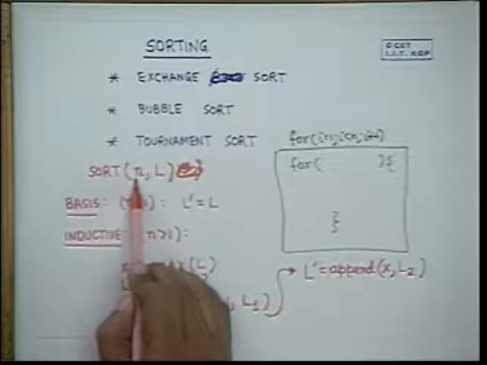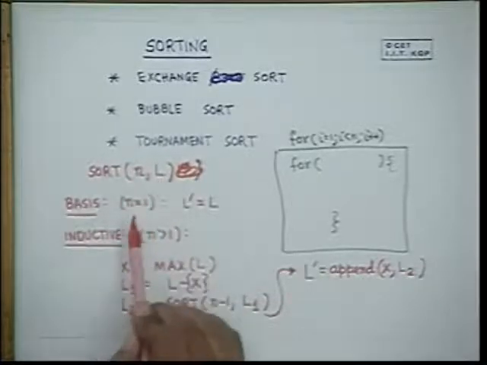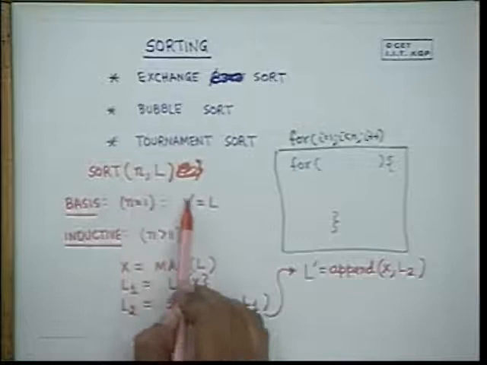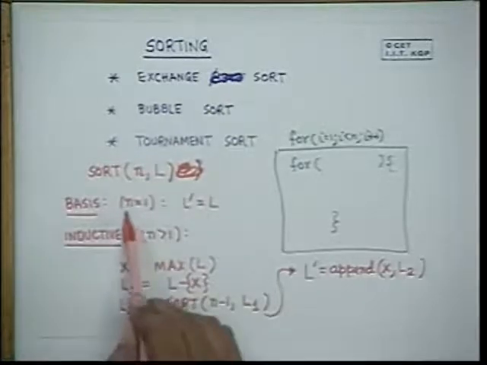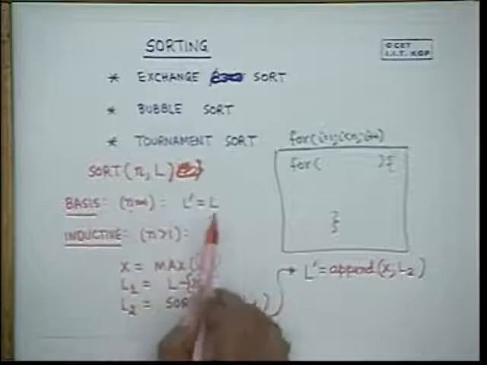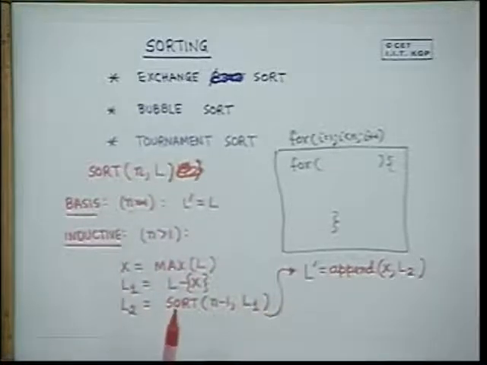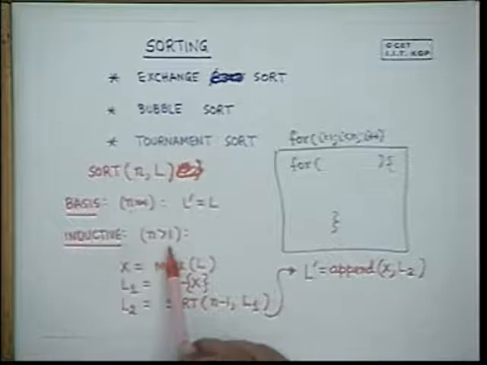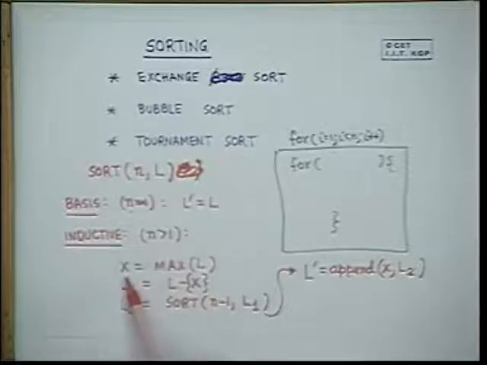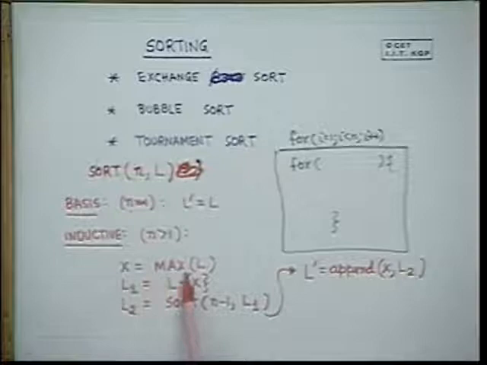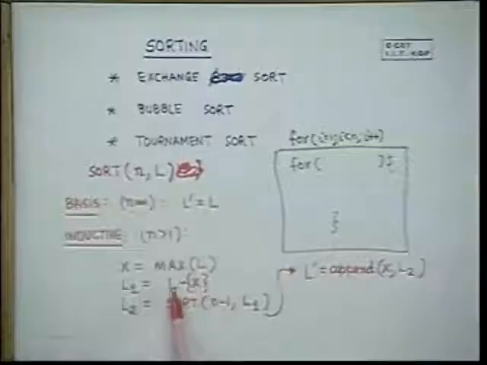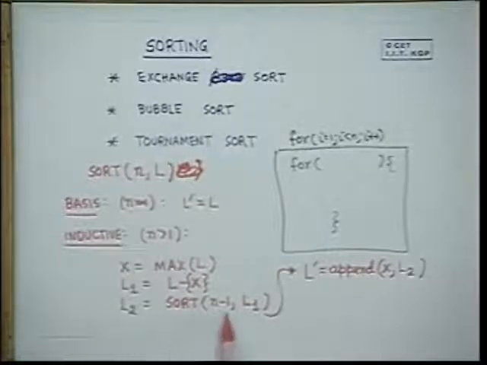To sort n elements in a list L, and you're returning a list L dashed, your basis condition is if n is equal to 1, L dashed is the same as L. The inductive condition is if n is greater than 1, then you find out the maximum element x in the list L. L1 is L minus x. Remove x from L. Sort this list. And then put x in the front of it.